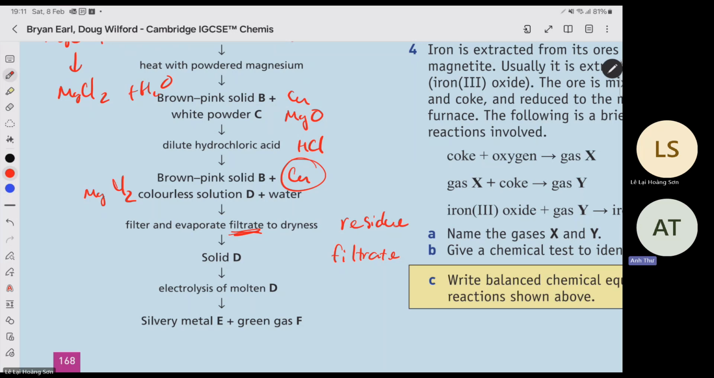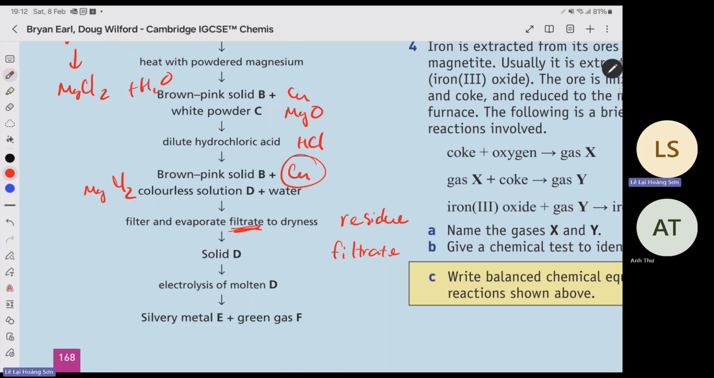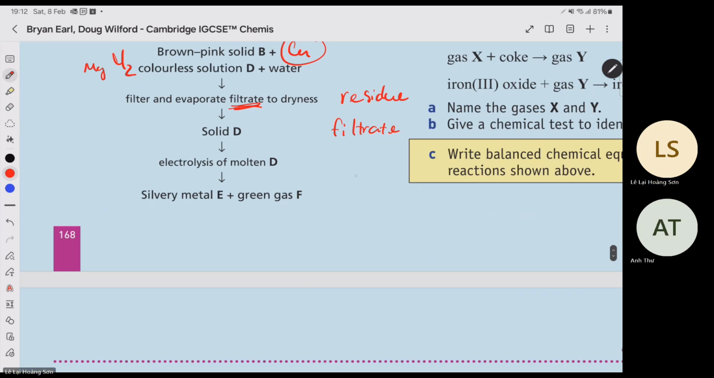What is the residue, and what is the filtrate? Imagine when you filter something, what is going to be the filtrate and what is going to be the residue? Like normally, what will be the residue and what will be the filtrate when you filter? Right? It will be the bigger molecules of... Okay, here's the thing.